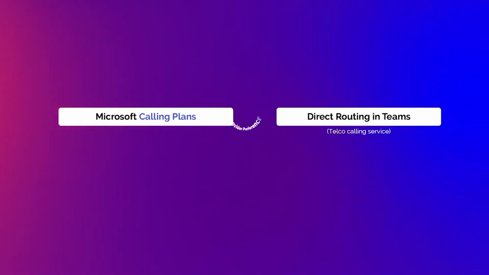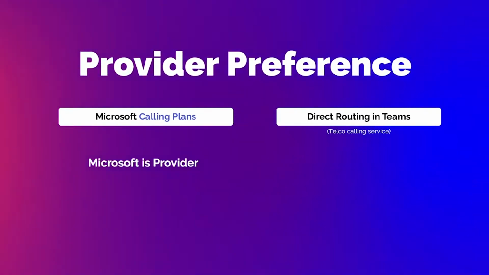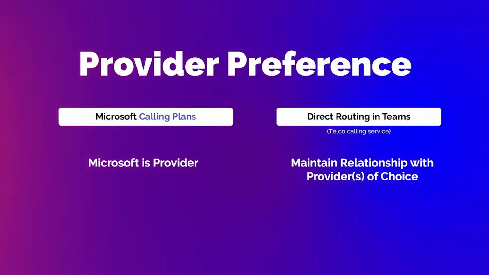And then lastly, let's talk about provider preference. Today you have a service provider that's providing you voice services. Presumably you're pretty happy with them. You're on a contract most likely. With direct routing, you can pretty much continue that relationship into the future and then move those trunks over to Teams away from your existing environment. So that makes perfect sense from a direct routing perspective as opposed to, in essence, switching service provider by going to calling plans.